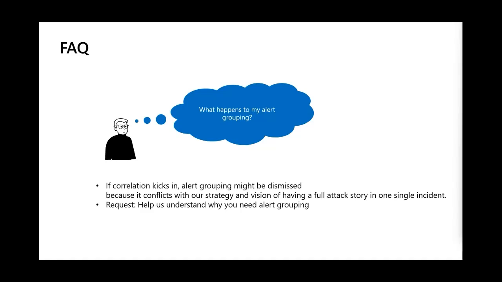Next question, what happens to alert grouping? Well, when correlation kicks in, alert grouping will not be taken into account because it conflicts with our strategy and vision of having that full attack story in one single incident. I know that in Sentinel, you could configure alert grouping in your analytic rules. Now, in my experience, this feature wasn't used that much, but for those who are using it, you might notice that when correlation kicks in, we might override the alert grouping if we see alerts or incidents belonging to the same attack story.